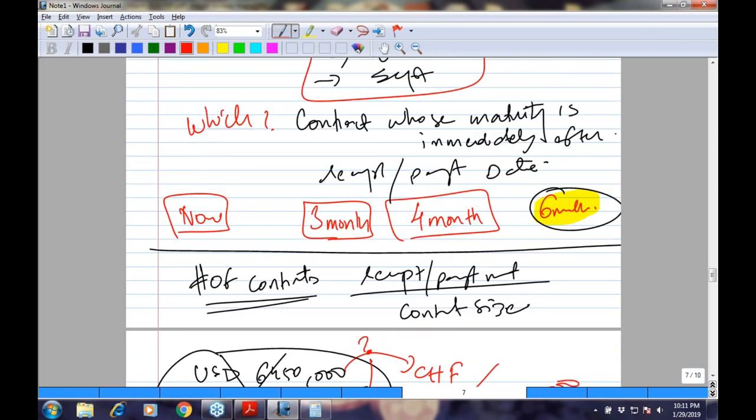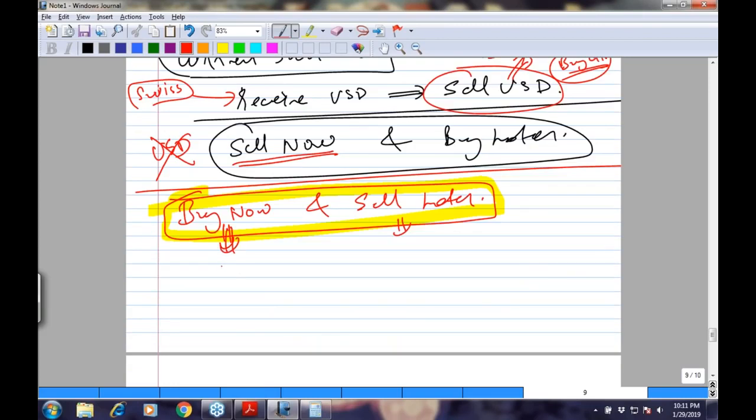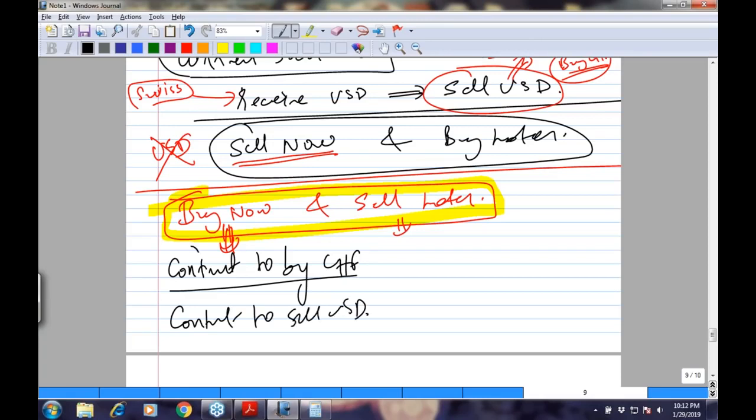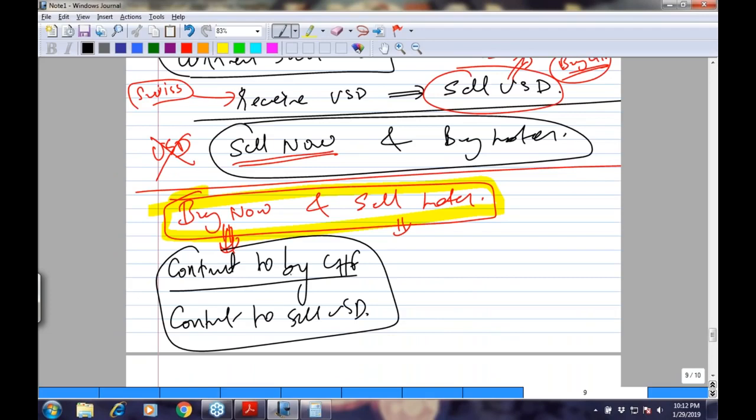Okay, there are still a few students who are unable to understand why do we buy now, why do we sell later. Now, remember, if you buy now, you're not buying any currency right now. You're actually entering into a contract to buy CHF. So a contract to buy CHF means a contract to sell USD. You get it? Because the exchange contracts are quoted as USD per CHF. That means the exchange has mentioned that the CHF would be exchanged with the dollars. So if I say buy now, I'm entering into a contract to buy CHF, which the other way around could be expressed as a contract to sell USD.